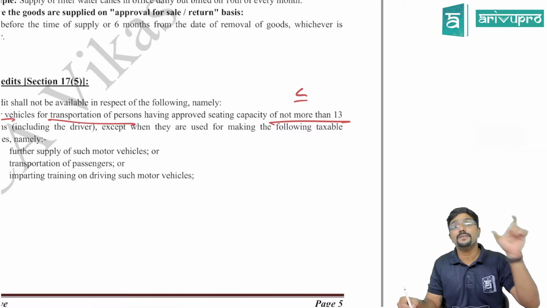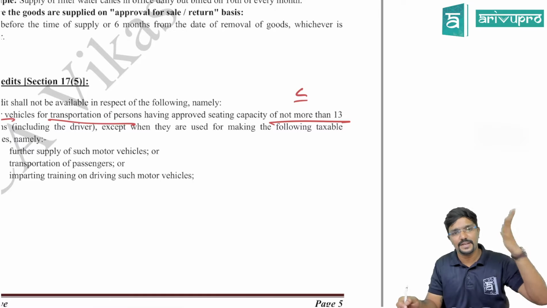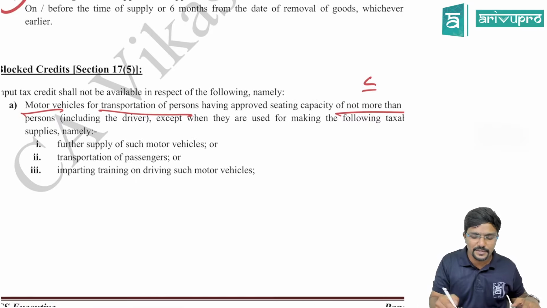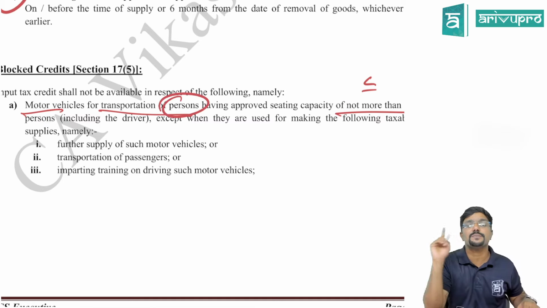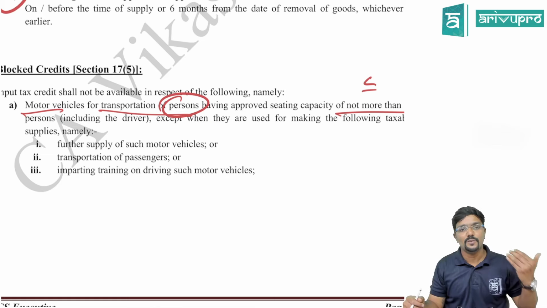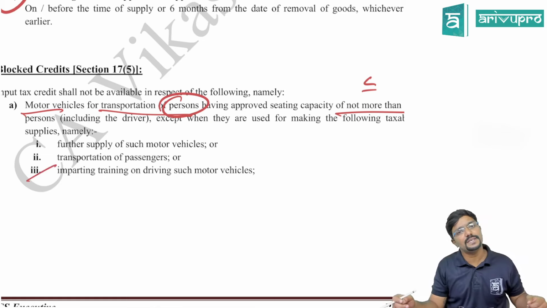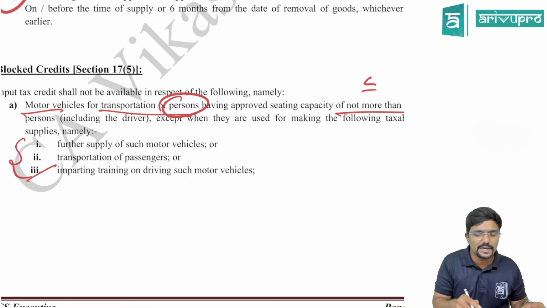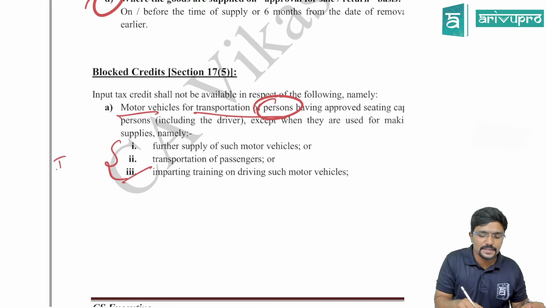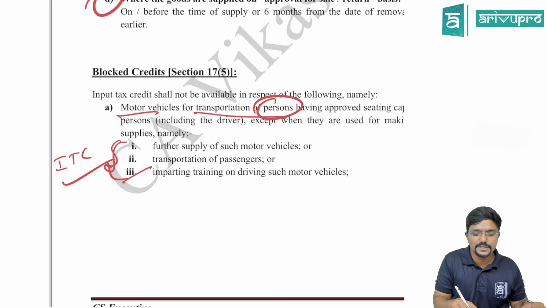Whereas in the question they have given 15 persons. So is it allowed? Yes, sir. Then they are told for transportation of goods. Is it allowed? Yes, because only what is blocked here is for transportation of persons. Then one more option is they are told imparting training on driving such motor vehicle. Is it allowed? Yes, it is allowed. It is not blocked. Because for these three things, ITC is allowed. ITC is allowed if it is used for these three purposes.